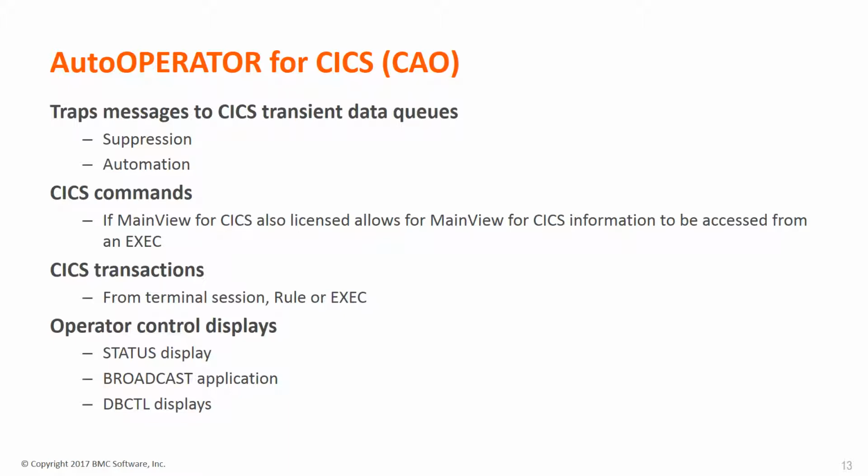With AutoOperator for CICS, you can issue CICS transactions from the terminal session, a rule, or an exec. And MainView AutoOperator will also provide you with a few different operator control displays. One for status, one for broadcast, and one for DB control. And in those displays, you can typically issue line commands against entities, which makes things a little less error prone for the operators.